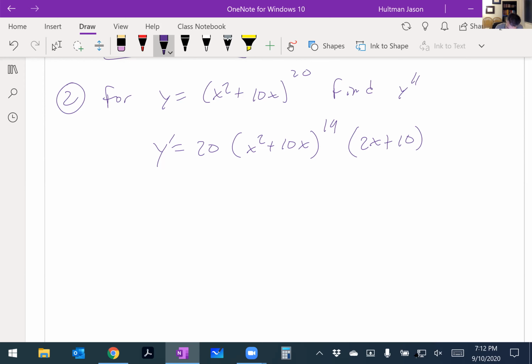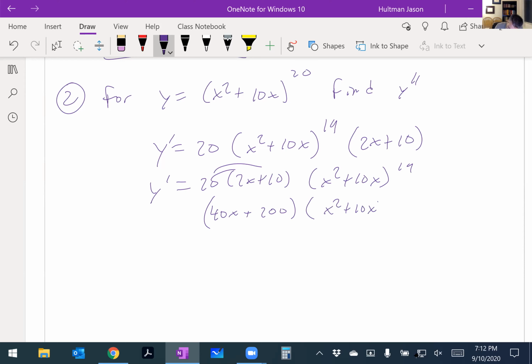Okay, so I'm going to look at it like this. y prime is equal to 20 times 2x plus 10 times x squared plus 10x to the 19th power. Okay, distribute, and I get 40x plus 200 times x squared plus 10x to the 19th power. Okay, that's my first derivative.